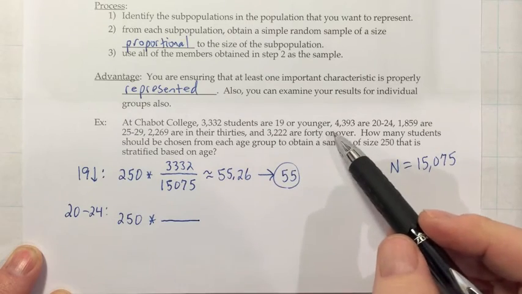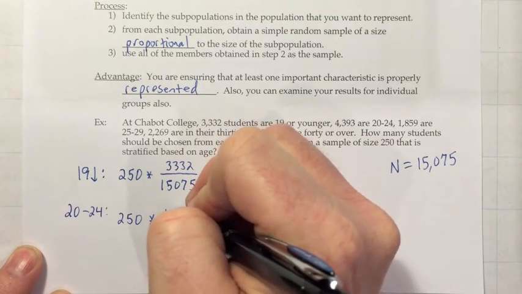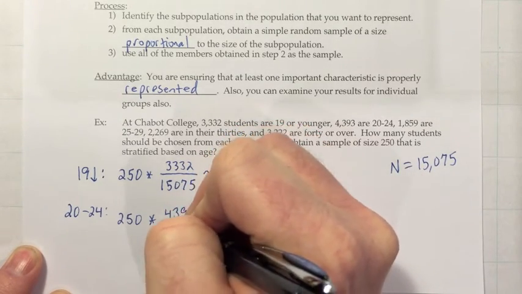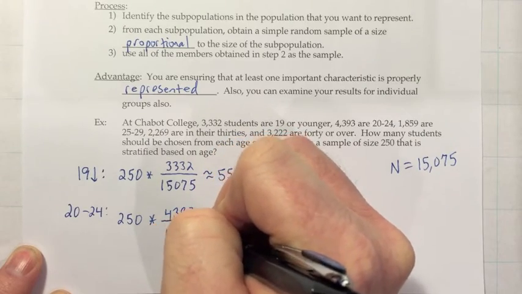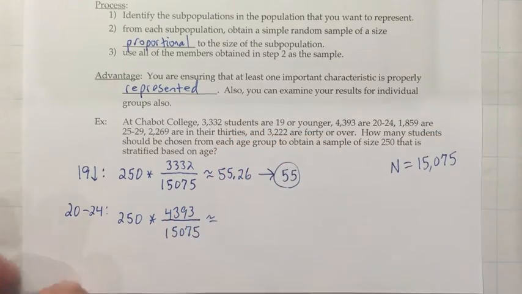So let's see what that would be. Take 4393 for our numerator. The 1505 will stay, and do that calculation. We'll find out how many students we need in the early 20s.